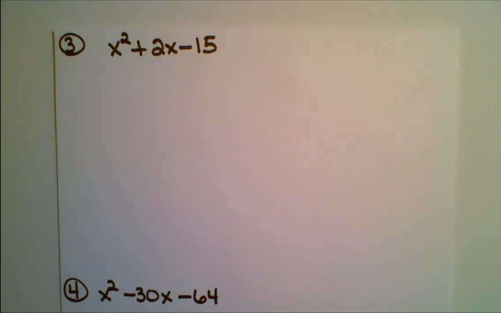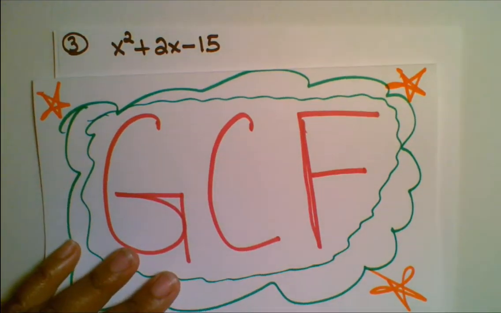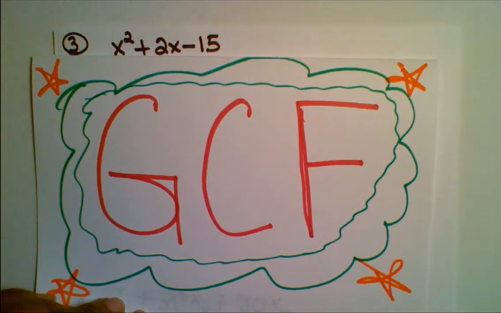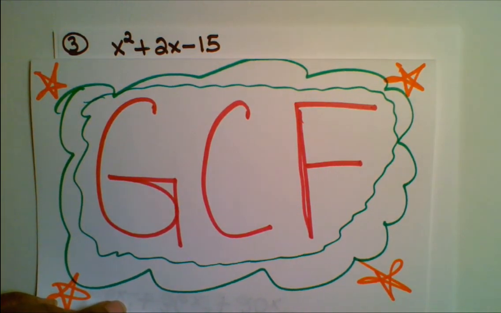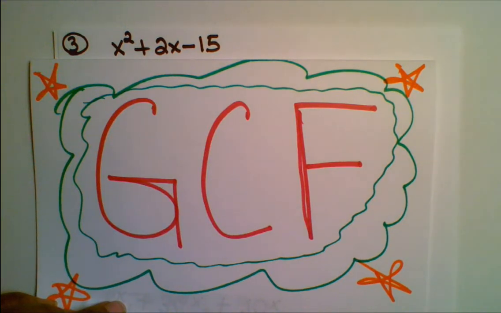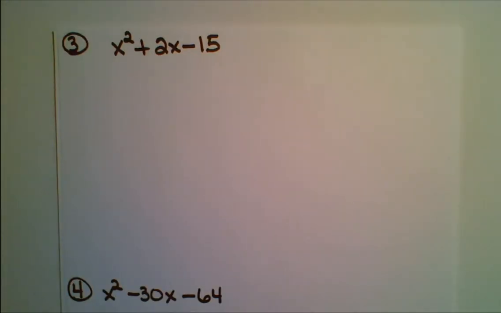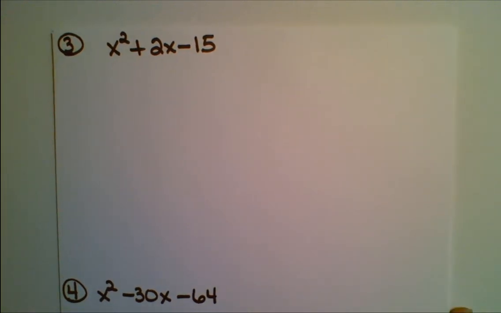X squared plus 2x minus 15. We want to factor that. Here again, don't forget to ask yourselves, is there a GCF that can be factored out? If so, do it. So there is no GCF, but we still want to attempt to factor. So let's go ahead and set up our template.